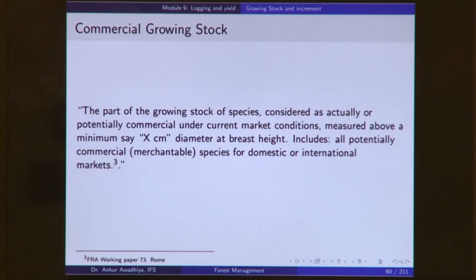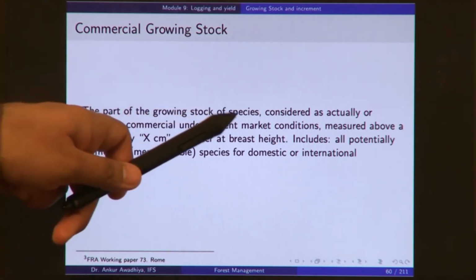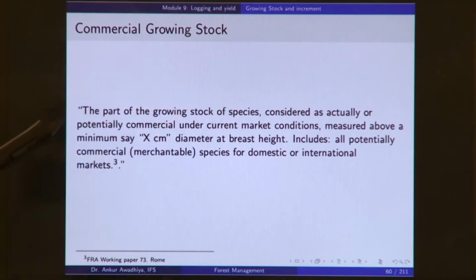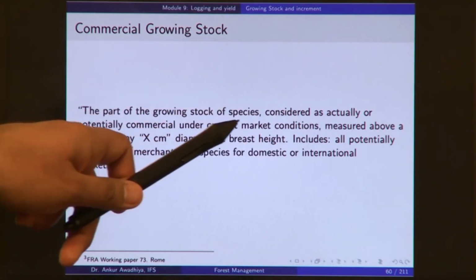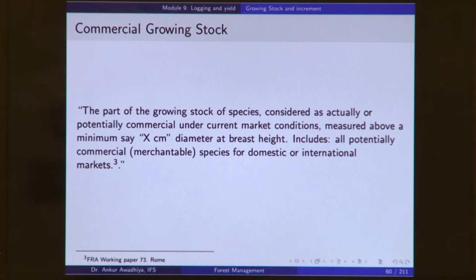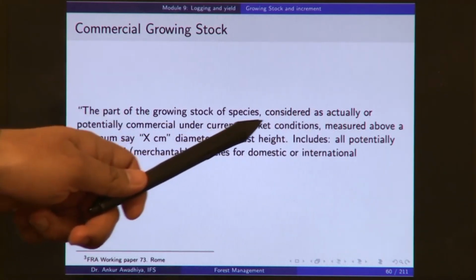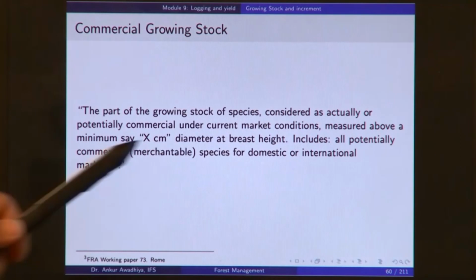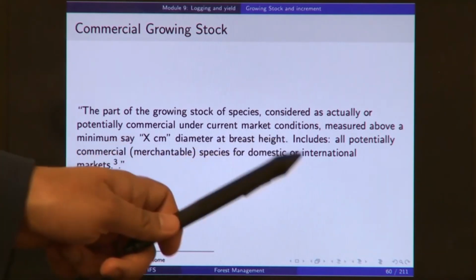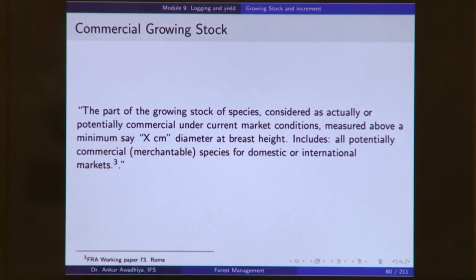And we also define a commercial growing stock. So, a commercial growing stock is a subset of the growing stock which is comprised of commercially important trees. So, the part of the growing stock of species considered as actually or potentially commercial under current market conditions. So, if the market conditions change, the commercial growing stock will change. Measured above a minimum, say x centimeter, diameter at breast height. It includes all potentially commercial or merchantable species for domestic or international markets.